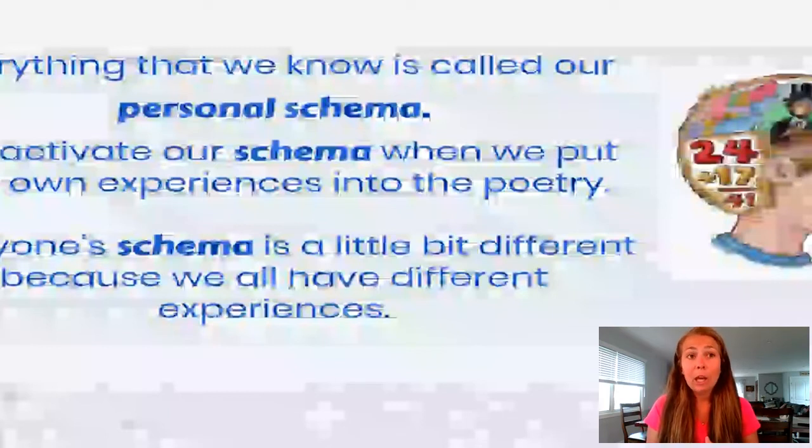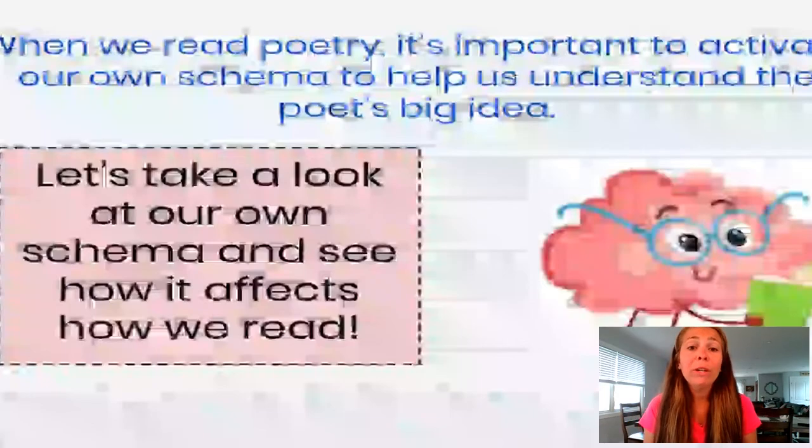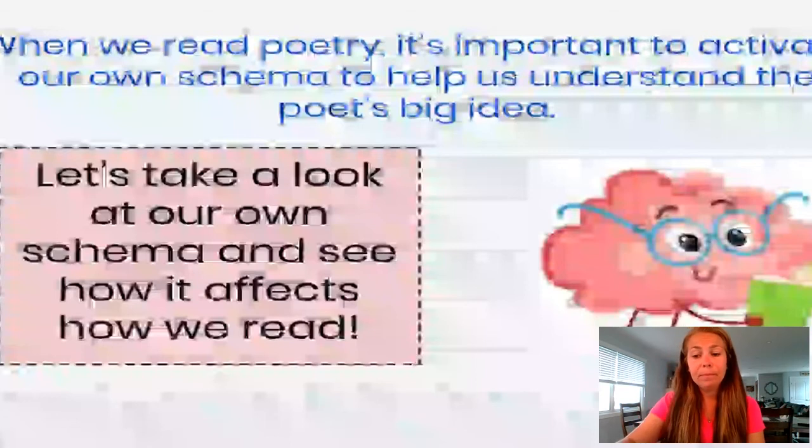We can use our schema to make predictions, or it can explain why or how a character feels a certain way. So we use our personal experiences when reading so that we can connect with the story or the text a little bit more. When we read poetry, it's important to activate our own schema to help us understand the poet's big idea, or the main idea, or the point for writing the poem. Let's take a look at our own schema and see how it affects how we read.